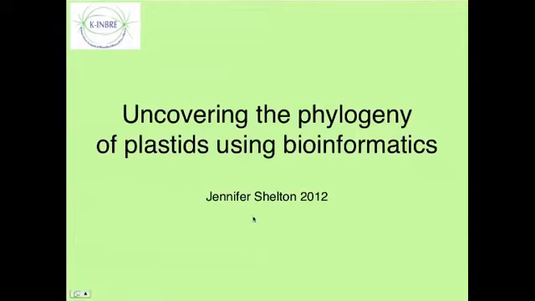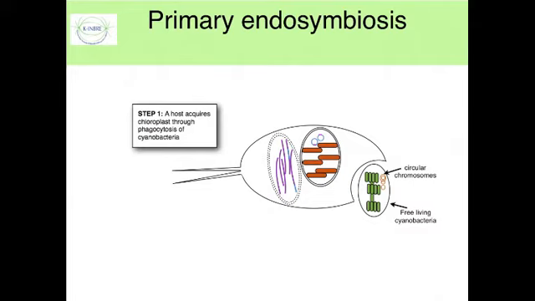Hi, my name is Jennifer Shelton, and I'm going to be talking today about uncovering the phylogeny of plastids, specifically chloroplast, using bioinformatics. Before I begin, I'm going to do a quick run-through of endosymbiosis. Primary endosymbiosis is believed to occur when a free-living cyanobacteria is engulfed by a non-photosynthetic eukaryotic cell. One thing to remember here is that free-living cyanobacteria originally had its own genome, and a lot of that is maintained after the endosymbiotic event.